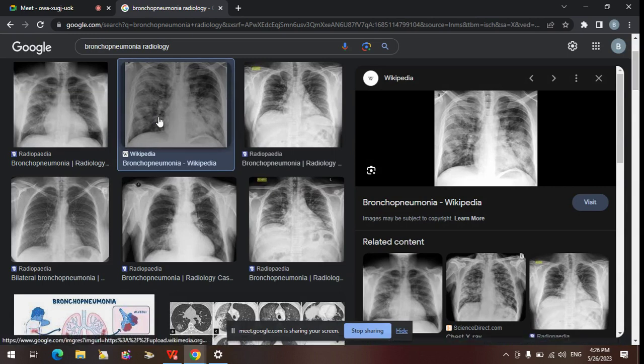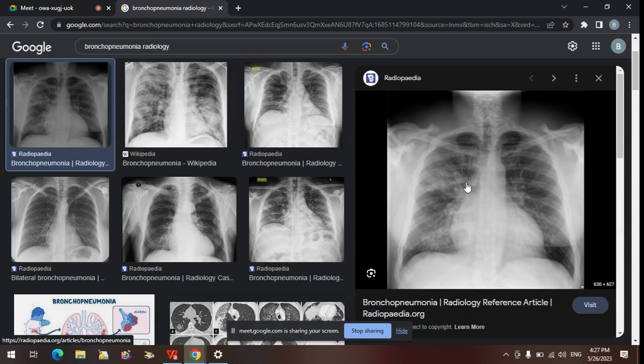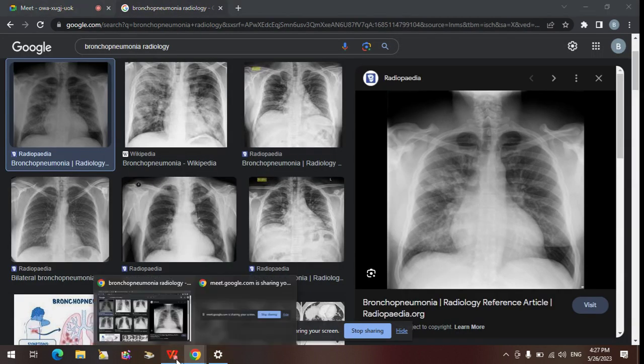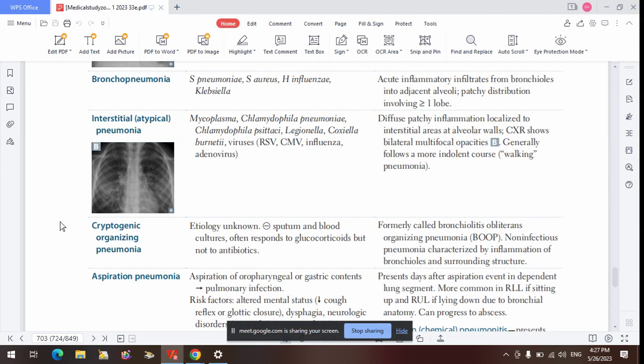Let me zoom out this. You can see the opacity here. So that's the way it's localized. So when you do your culture, from your sputum culture you can actually culture the organism here. But if it's a case of the interstitial one, you will not likely get anything from your culture, because whatever is there, your chlamydia, your Coxiella burnetii, you can't culture those. And again, the presentation will not be very severe for your interstitial pneumonia. Okay, thank you.